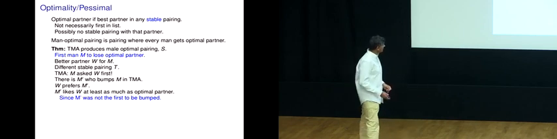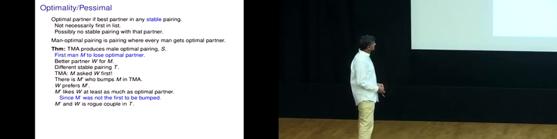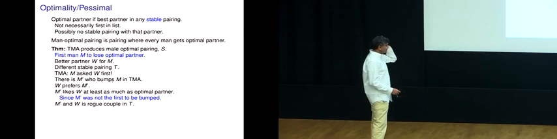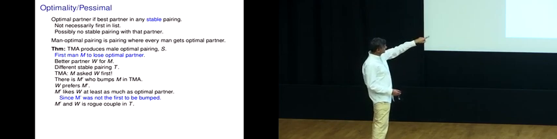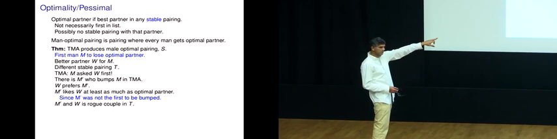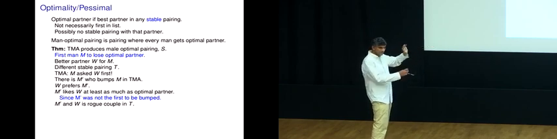Okay. Since M prime was not the first one to be bumped, M prime and W is a rogue couple in T, right? They like each other more than... M prime likes W more than his, quote, optimal partner, or at least as much as an optimal partner, which means in T, he likes W at least as much as whoever he's paired with in T, right?